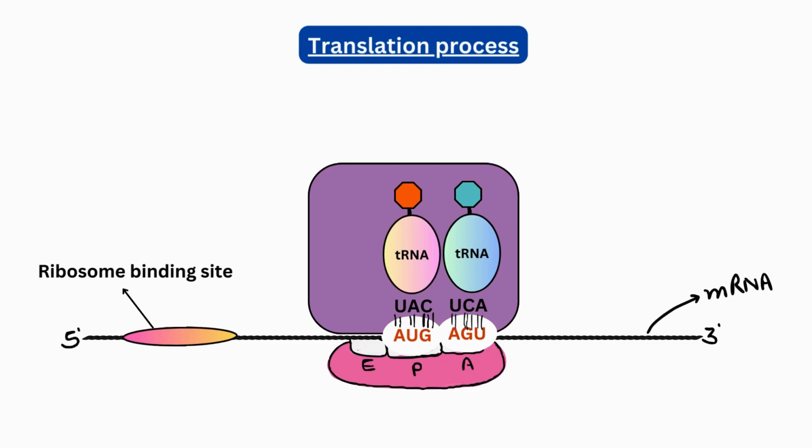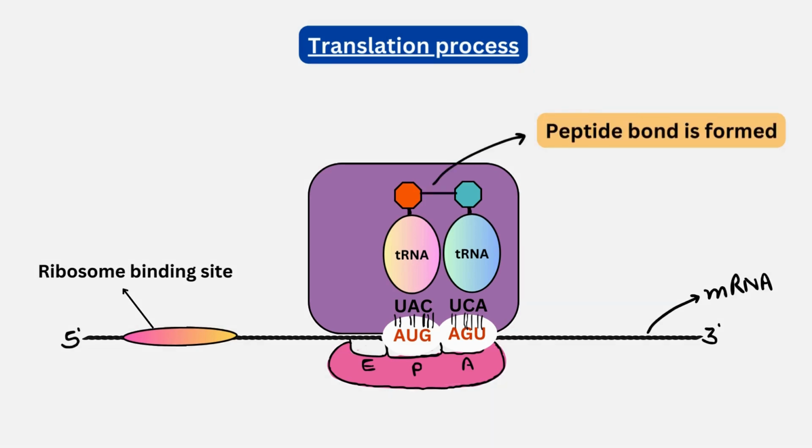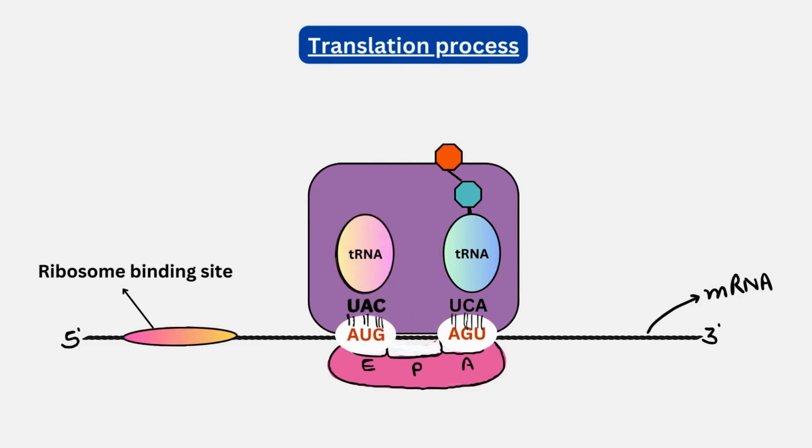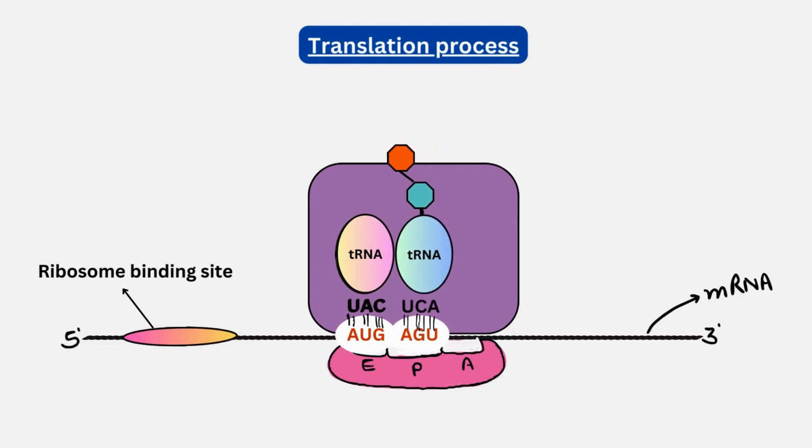So the tRNA containing the specific amino acid which is coded by AGU will come and bind to the A site. And when the two charged tRNAs come in close proximity of each other, they result in the formation of the peptide bond. So the peptide bond is formed between these two amino acids. Now, as the peptide bond is formed between the respective amino acids, the ribosome will move forward. As the ribosome moves forward, the tRNA along with its codon in the P site will move to the E site, and the tRNA along with its codon present in the A site will move to the P site.